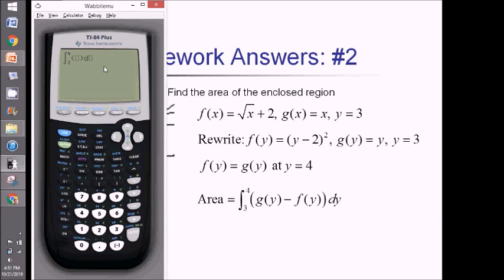I'm going to do the second of those things. So instead of writing y minus 2 quantity squared, I'm going to write x minus, parentheses, x minus 2 quantity squared. And let's see here, I don't think I need any more parentheses, so let me just move straight over here to the dx and press enter. Gives us about 1.167.